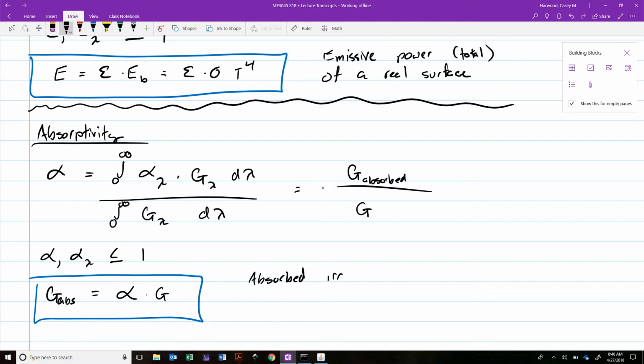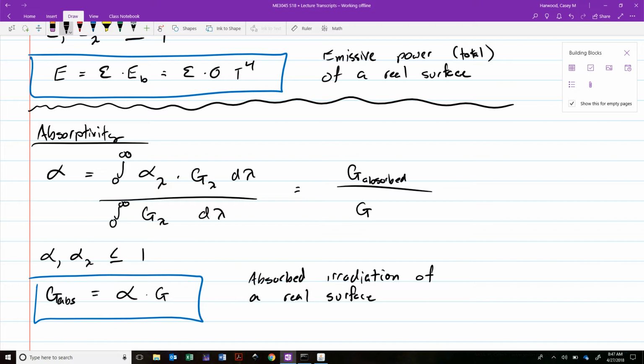Absorbed irradiation of a real surface. Okay. So we've got emissivity, we've got absorptivity.